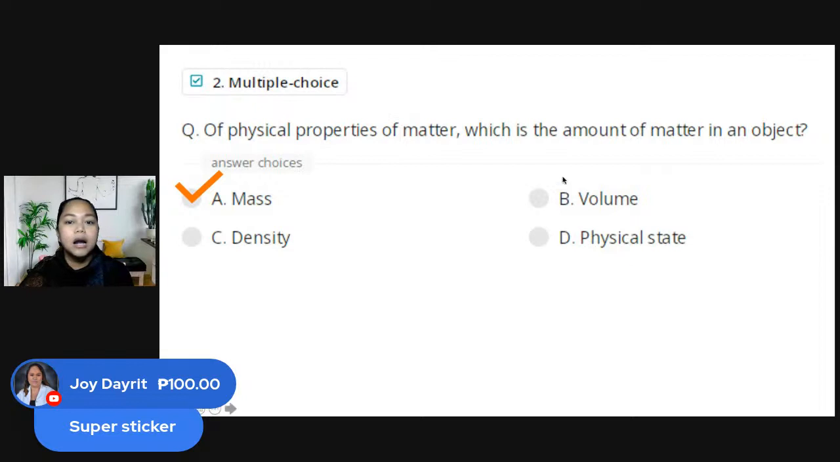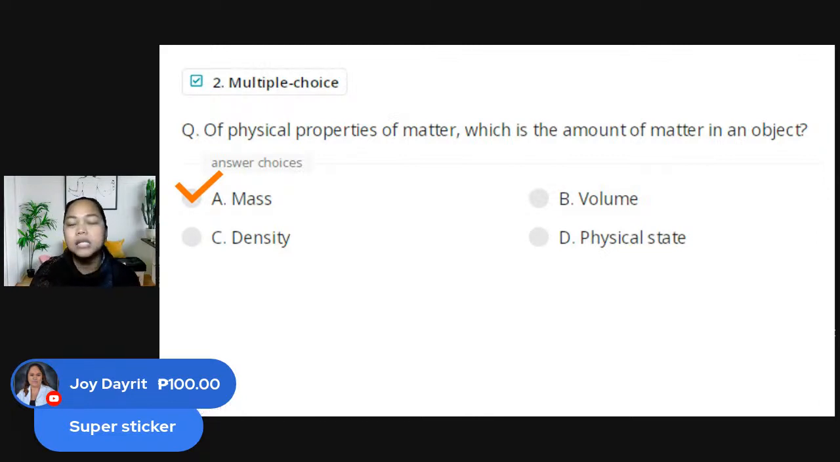But for this question here, we are looking for the amount of matter, and the term that we are looking for is the mass. Okay, so volume po ay the amount of space that matter occupies. Density is mass divided by volume. So again, the correct choice here is letter A. It is the mass. Now, idagdag ko lamang, no?